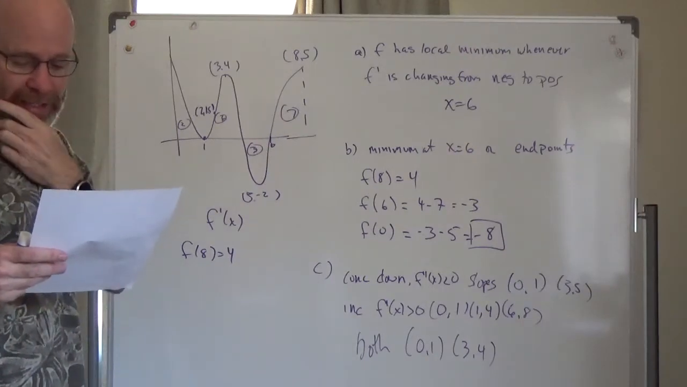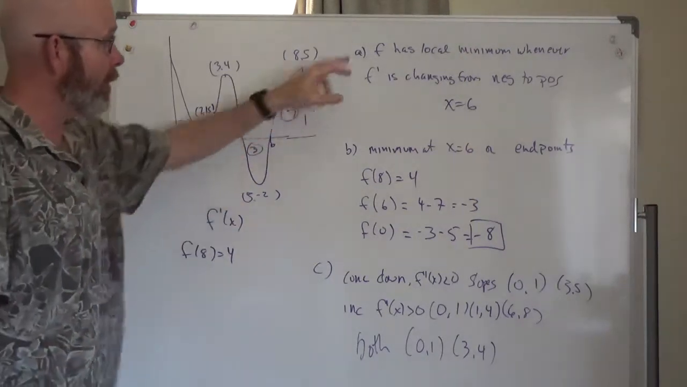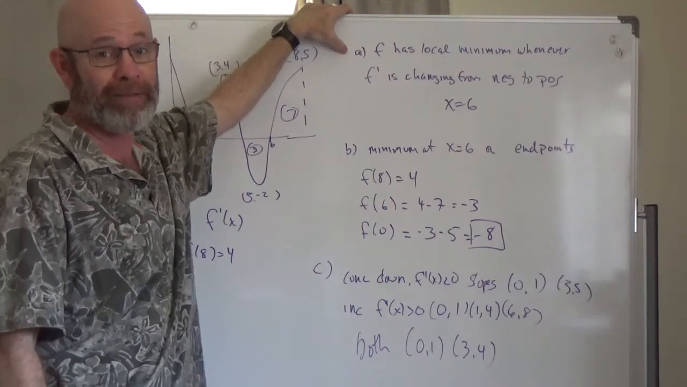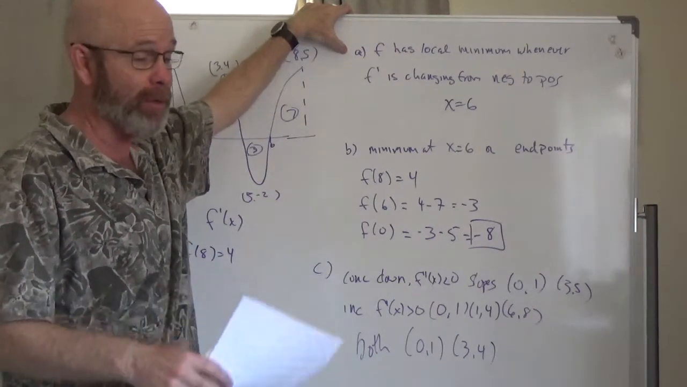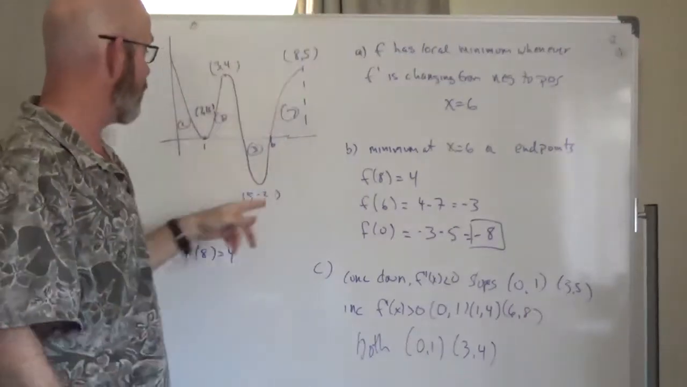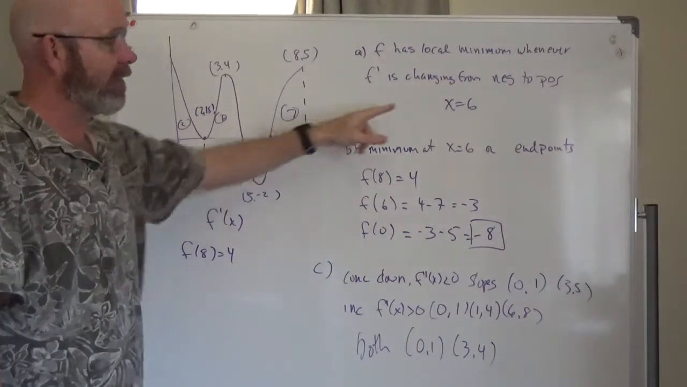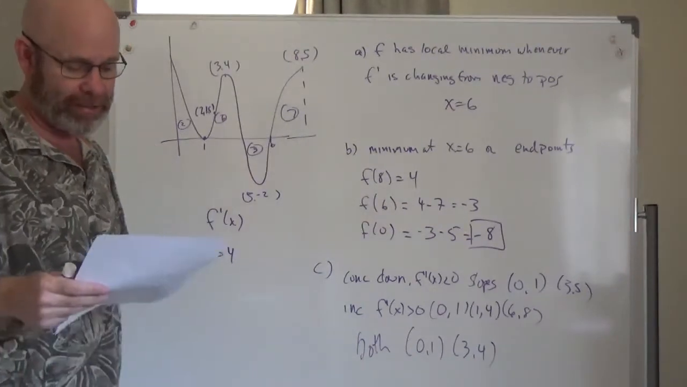First question was, when does f have a local minimum? f has a local minimum whenever f prime is changing from negative to positive. That's always your justification for a minimum point. The derivative is changing from negative to positive. So you look over here, negative to positive, right there. Local minimum x equals 6.